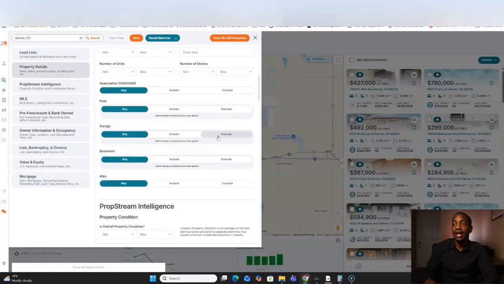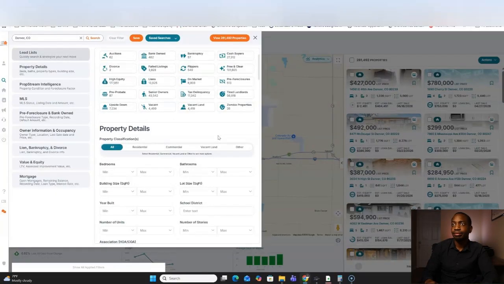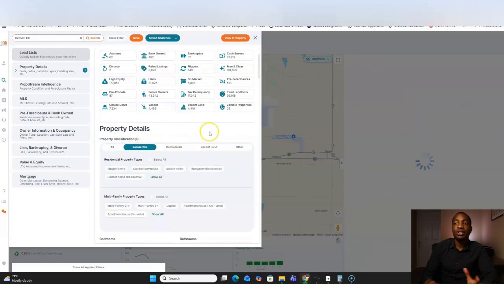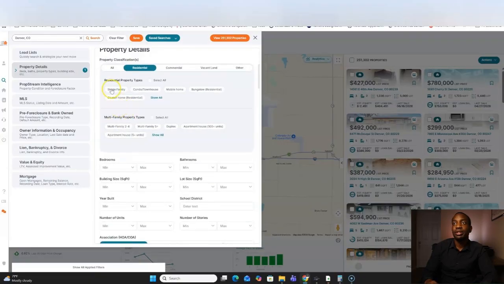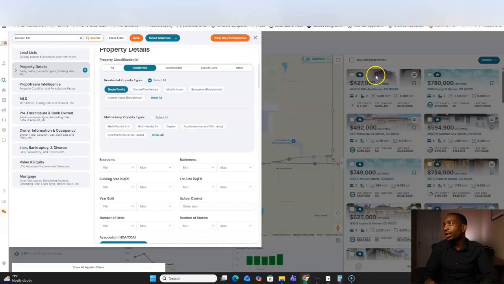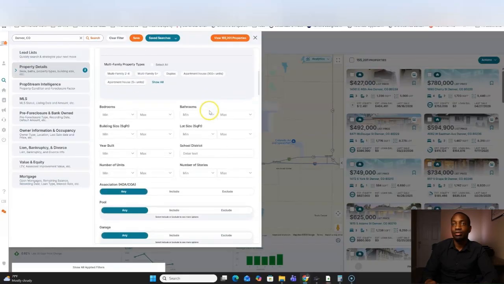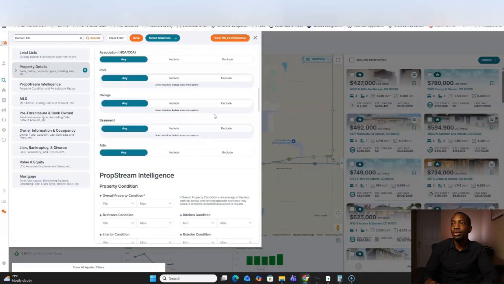Let's say we go down here. What I like to do is keep it down to residential. So this is one list that I would target. I'll keep it residential, and let's just say we keep it single family. So we're already down to 155,000 properties, from 281 to 155, because we're trying to narrow it down. We don't want a large list to target.